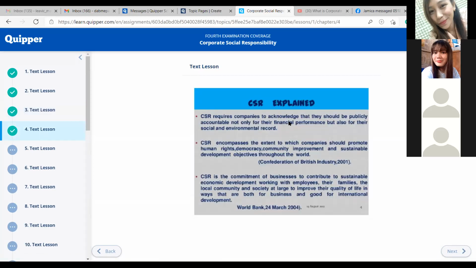Also, it requires companies to acknowledge that they should be publicly accountable, not only for their financial performance, but also for their social and environmental record. No? So, naay ko na ito'y tuon ng panahon, kusog kayo mag picketing, na mga rally-rally, no? And even, I think that was in mga 1940s or 1950s, na ang mga empleyado mag-rebuild din kay tungod ginakuhaan ilang dili sapat ang sweldo nga ilang gina-receive.